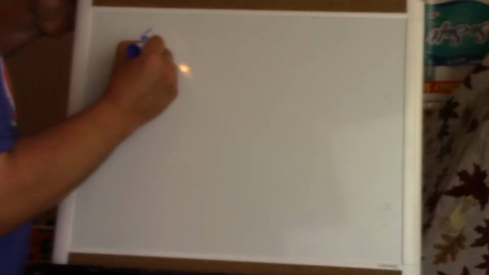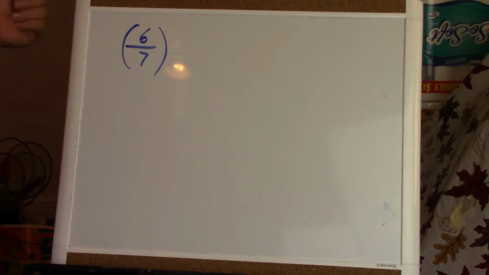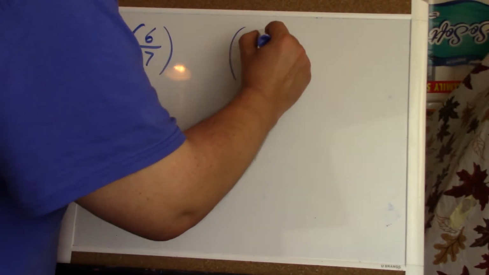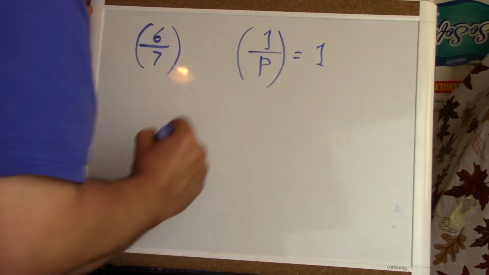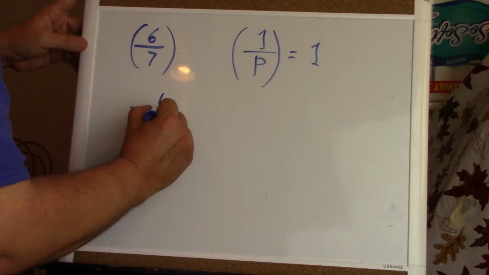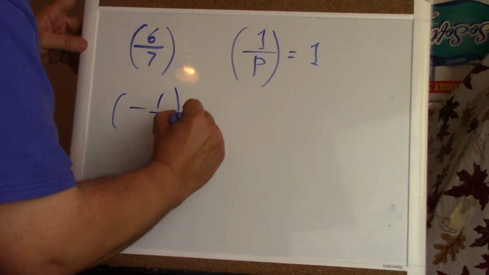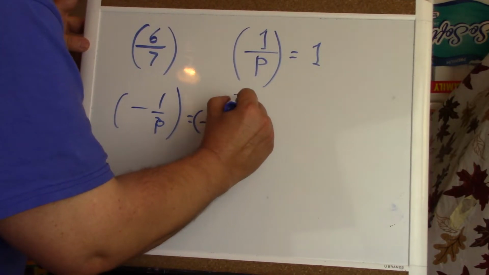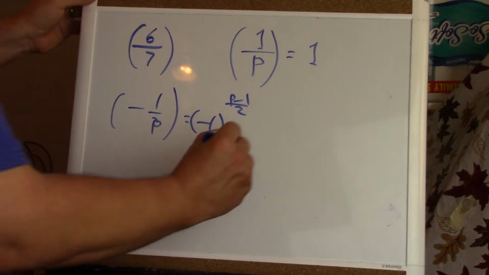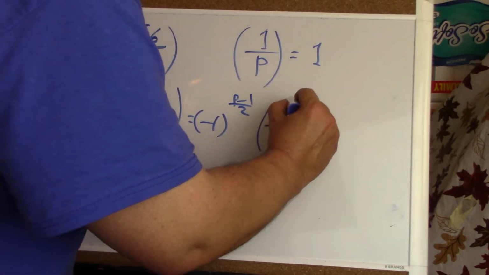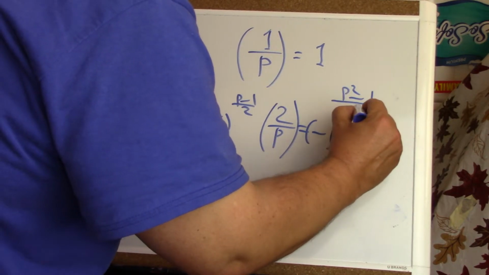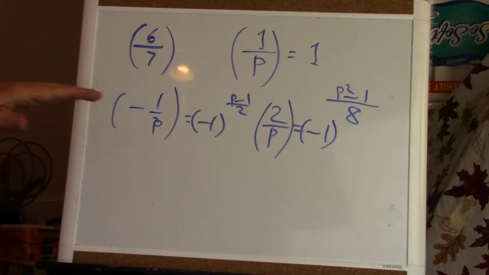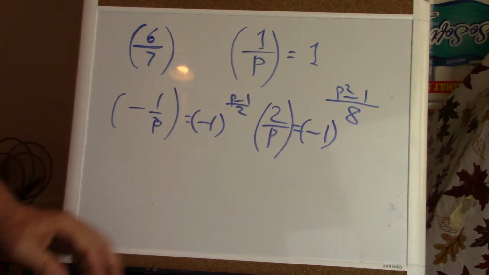Okay, so we were trying to do the Legendre symbol for (6/7). Now some basic formulas for Legendre symbols are: (1/p), 1 and a prime, is always 1. (-1/p) is (-1) to the (p minus 1)/2. And (2/p) is equal to (-1) to the (p squared minus 1)/8. Those are your basic rules that you're going to try to remember for your exam.